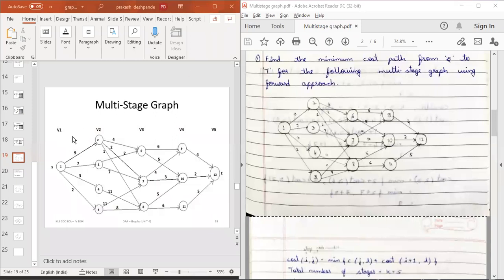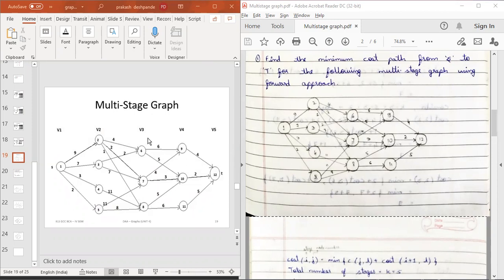If there are k stages, then the number of decisions that we will have to make in the multi-stage graph is equal to k minus 2. Right? So we have to exclude the source and the destination. Excluding those, we get the intermediate stages. So at every intermediate stage, we will have to make certain decisions.